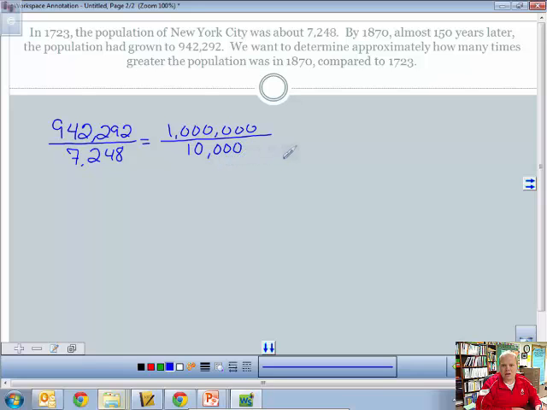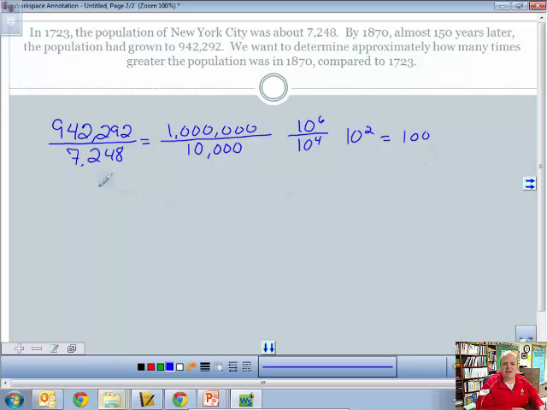Okay, so now I'm going to use my power of 10 because I want to know how many. So it would be 10 to the 6, that's a million, divided by 10 to the 4th. My laws of exponents says that when I'm dividing, if I have the same base, I can subtract the exponents. So 6 minus 4 is 2. So 10 to the 2nd. Okay? And 10 to the 2nd equals 100. So therefore, it's about 100 times more people in New York City in 1870 than there was in 1723.